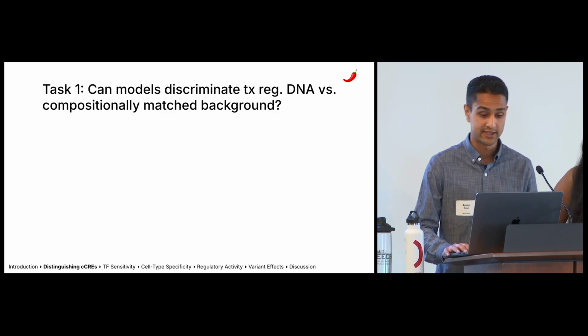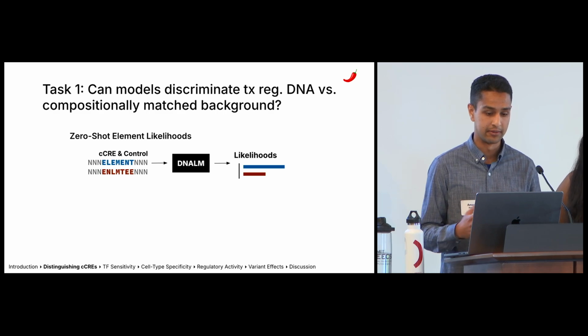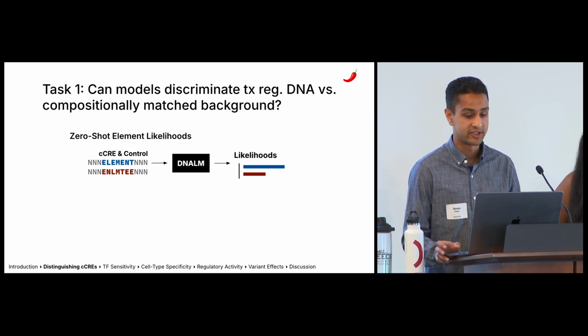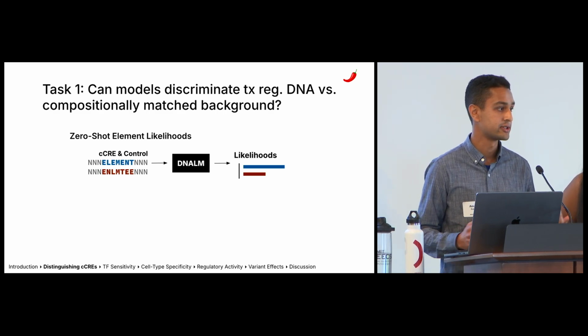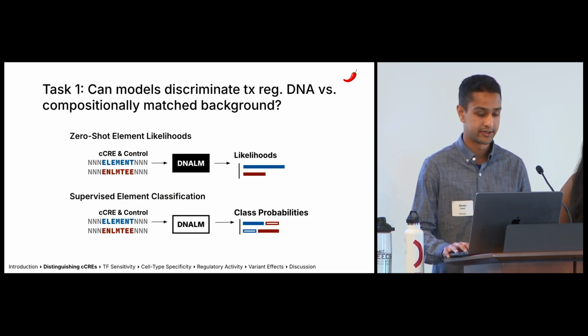So starting with our first task, which again is the easiest, it involves testing whether the models can detect any kind of regulatory DNA. On a high level, this task involves comparing regulatory sequences to controls and determining whether the models can tell those apart in zero-shot and supervised settings.